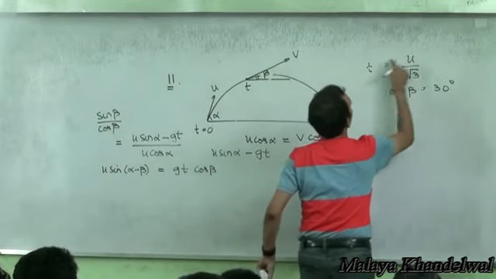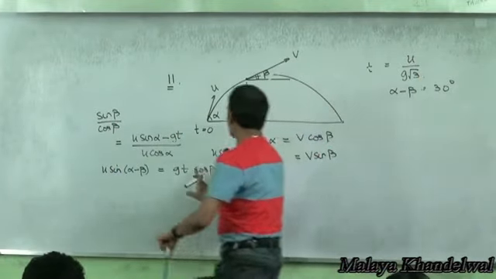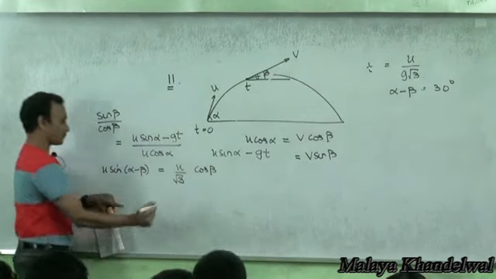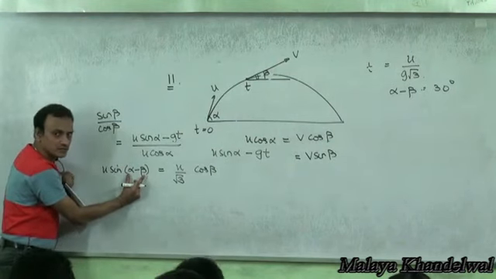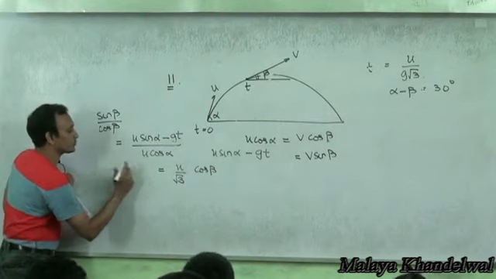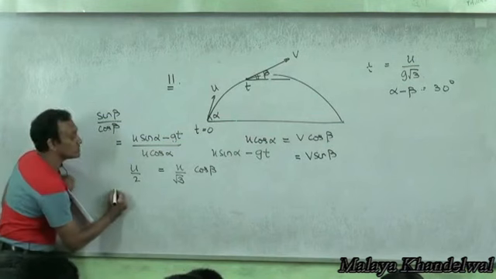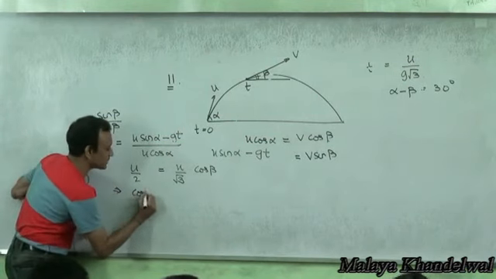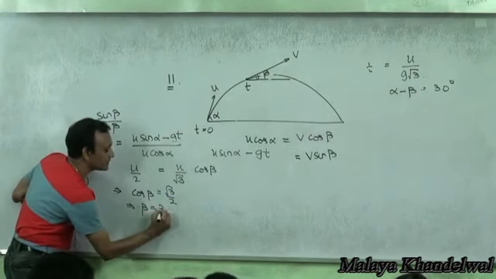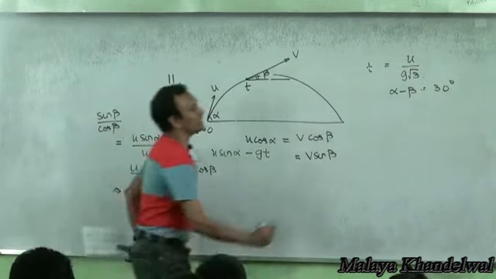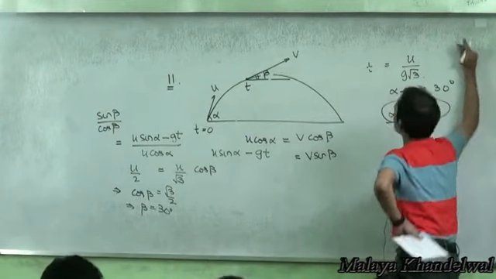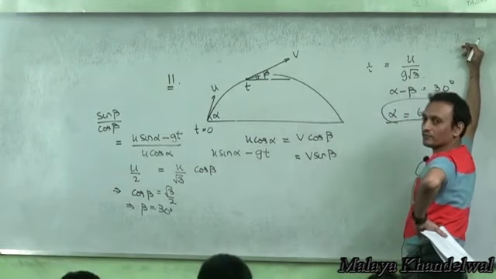But g into t is u by root 3. So this g into t I can replace by u by root 3. And alpha minus beta is 30 degrees, and sine 30 degrees is half. So u by 2. So that gives me cos beta as root 3 by 2, or beta must be 30 degrees, and therefore alpha must be 60 degrees.